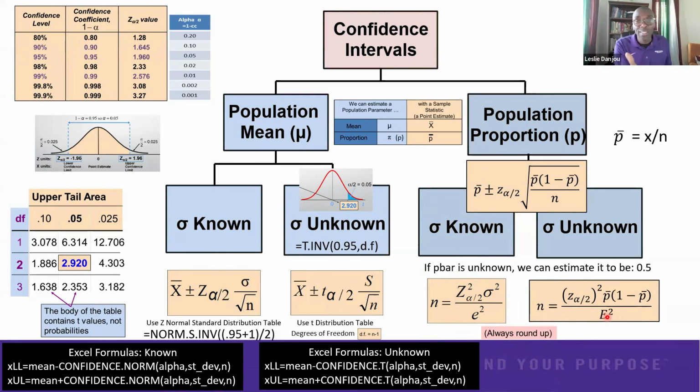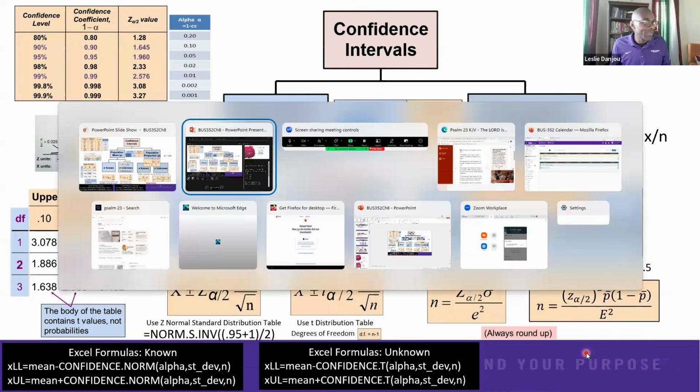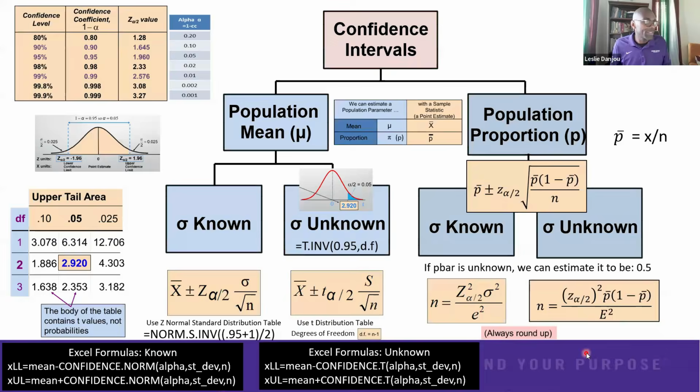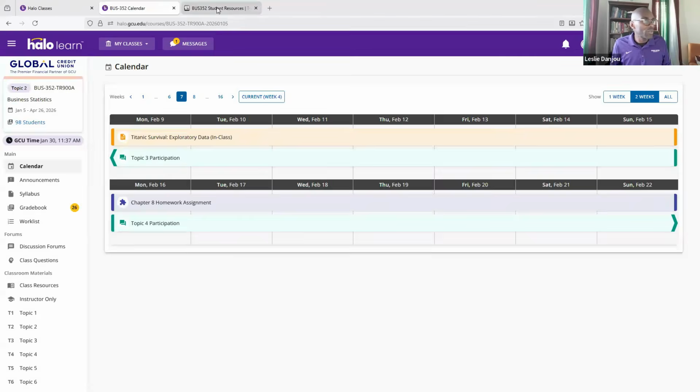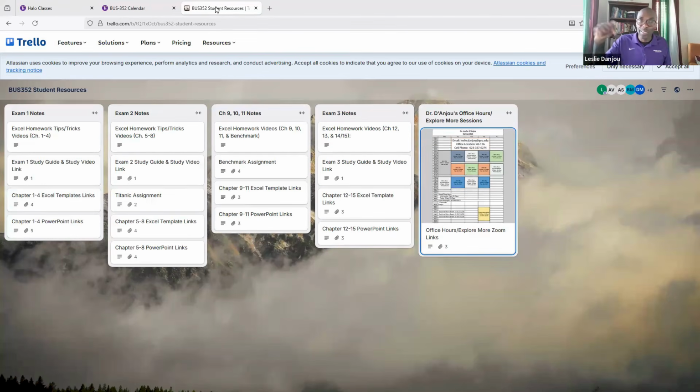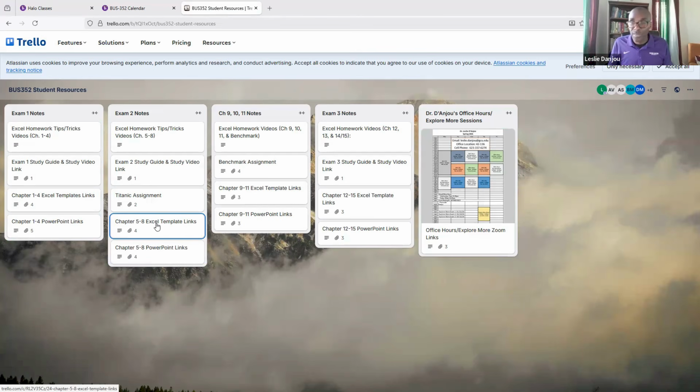Please open up your Excel for chapter 8, open up Cengage, and let's get to work. So let me grab Cengage. All right, I'll go into the Trello board. And don't forget, the Trello board link is in the description below. Please click on it. In that Trello board link, you will see the PowerPoint that we just used today. It's right here. The Excel templates are right here.